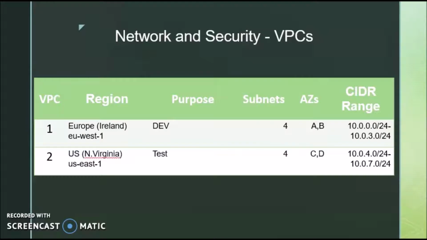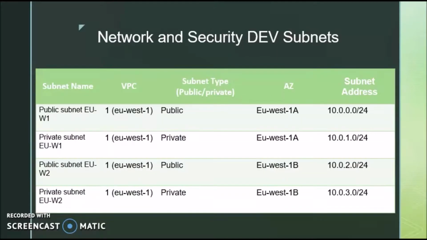It also has 4 subnets like in Virtual Private Cloud 1 for similar reasons, and the availability zones are C and D. The CIDR ranges are from 10.0.40.0/24 to 10.0.70.0/24. Here are the development subnets in detail. All of them are in the EU West 1. Public subnet EU W1 is in the availability zone of EU West 1A and has a subnet address of 10.0.0.0/24.